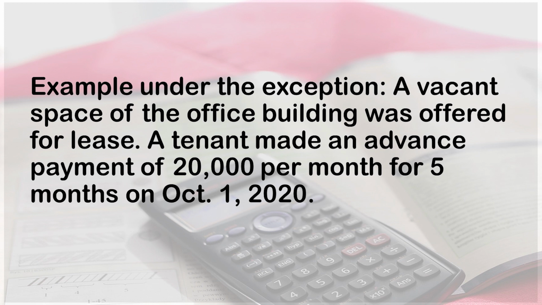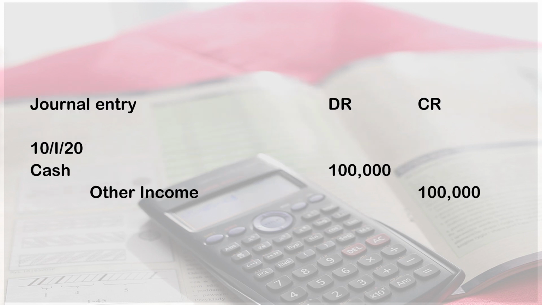Example. A vacant space of the office building was offered for lease. Then a tenant made an advance payment of 20,000 per month for 5 months on October 1, 2020. Therefore, at the time of payment, October 1, 2020, there should be a journal entry: debit cash for the amount of 100,000 as a receipt of cash and credit other income. Under the general rule, income is credited. So, credit other income 100,000. Why other income? Because that is an income other than the usual source of income.